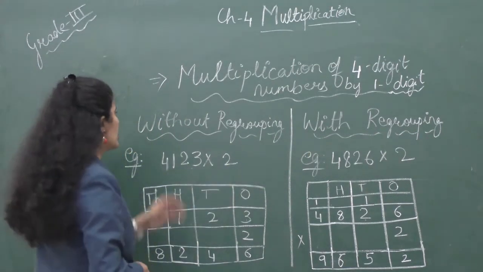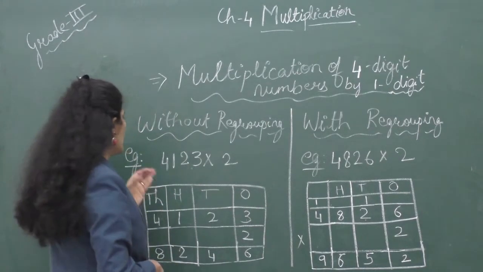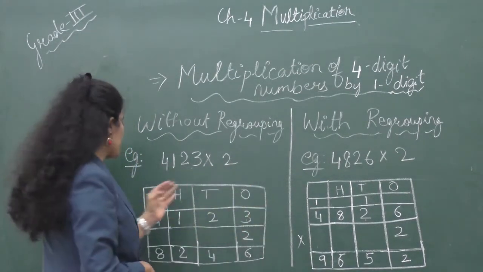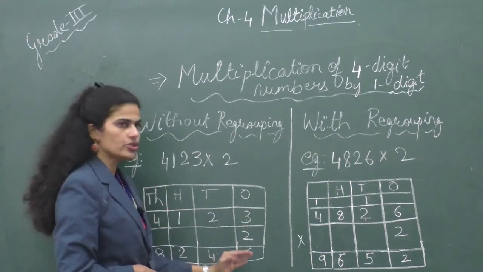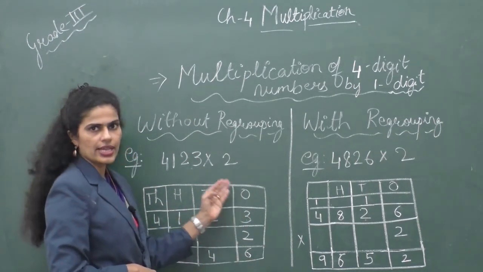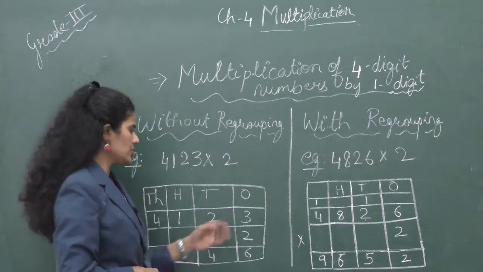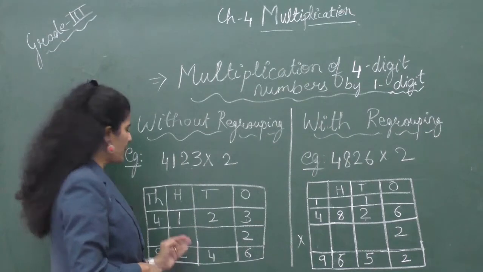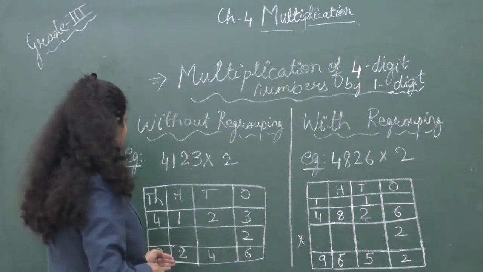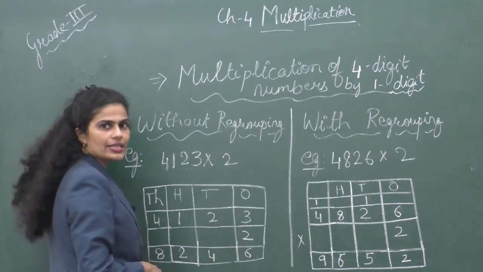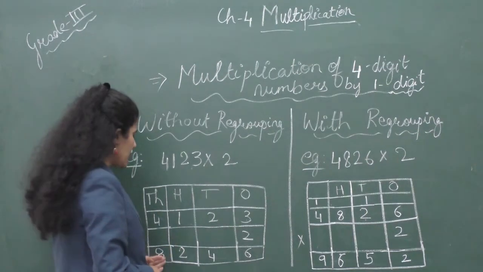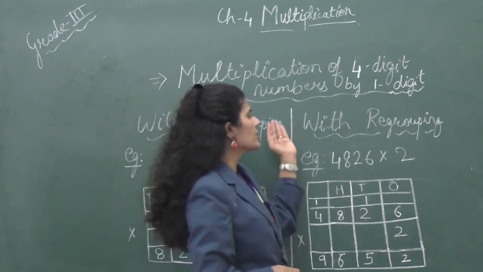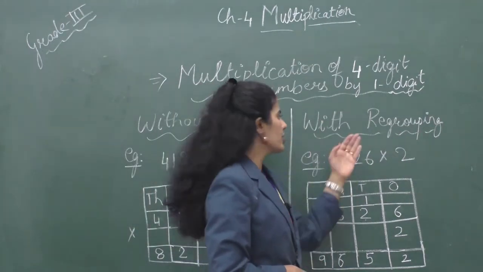Okay students, multiplication of 4 digit numbers by 1 digit numbers without regrouping and with regrouping. Let's see the example. For without regrouping, 4123 into 2. So 4, 1, 2, 3 into 2. From one side we will start the multiplication. So 3 into 2 is 6, 2 into 2 is 4, 1 into 2 is 2, 4 into 2 is 8. So the product is 8246.